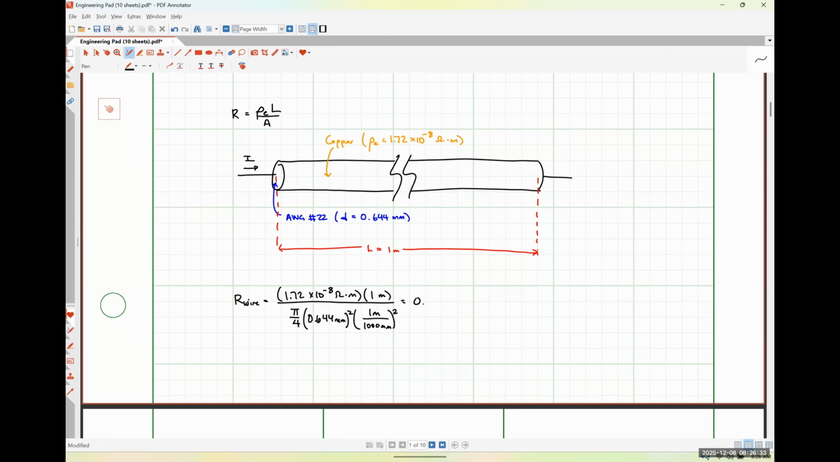I got 0.05280 and some change ohms, or 52.804 milliohms. So a 1 meter long section of copper wire has a resistance of about 50 milliohms.